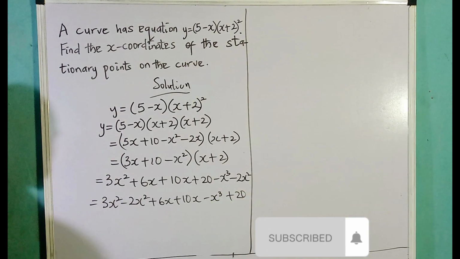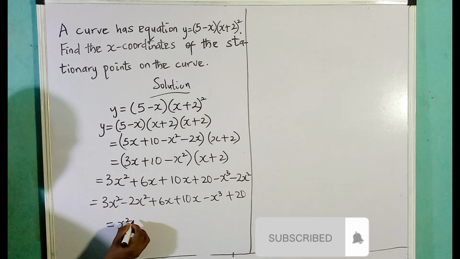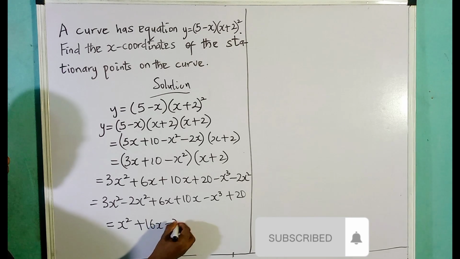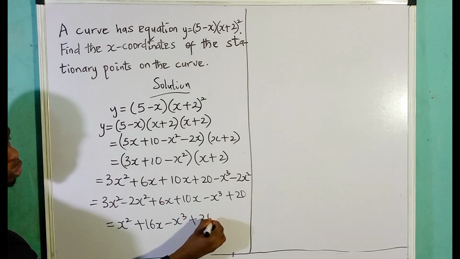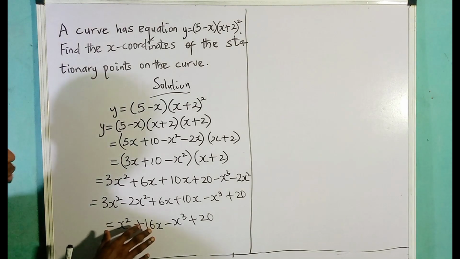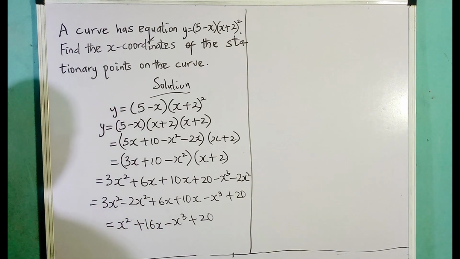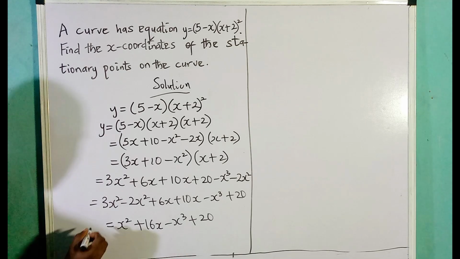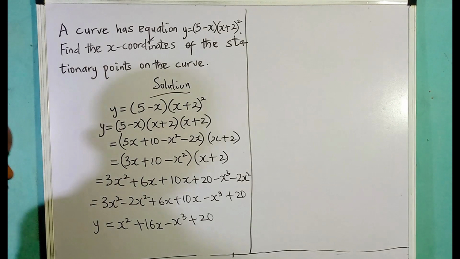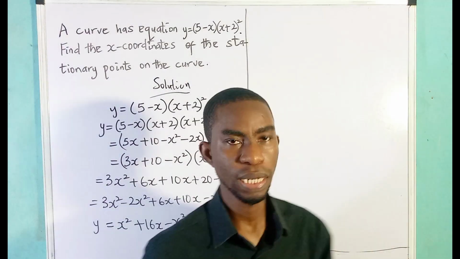All right, so this will be just x squared, and this is 16x minus x cubed plus 20. So this is what we have so far, and we call this y. This is y. Now, we can't go further than that for now.